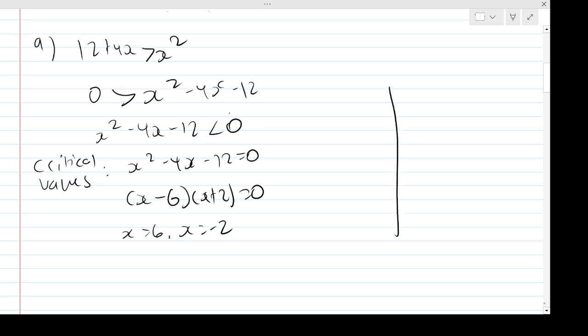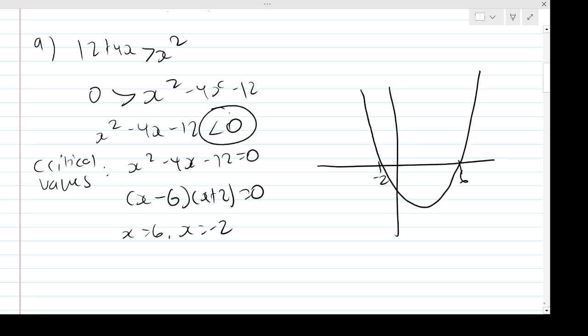Then if we sketch our quadratic, it's going to be a positive quadratic, so it's going to have a smiley shape. And it's between 6 and minus 2, so it looks something like this. If we pay attention to our inequality, it has to be less than 0. So the part of the graph less than 0, underneath the x-axis, is here. That region is between minus 2 and 6, and that is my solution there.